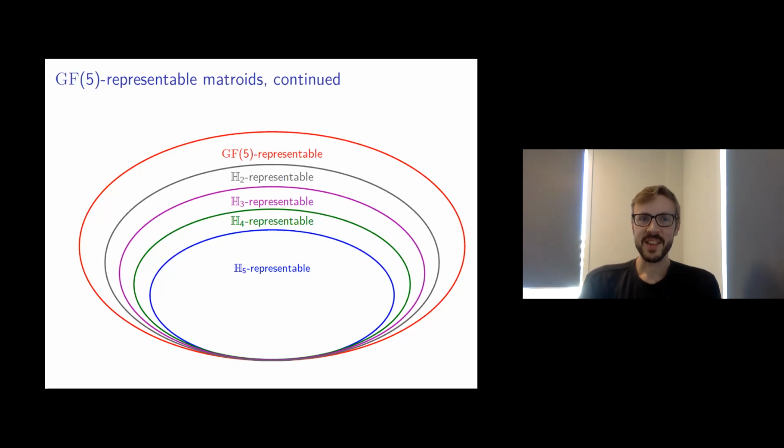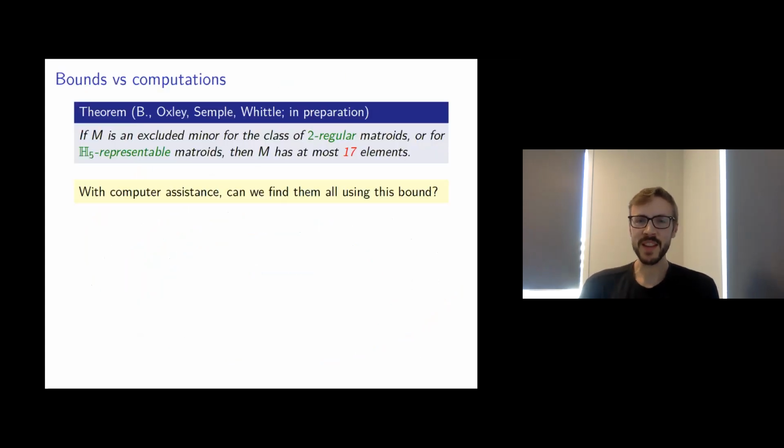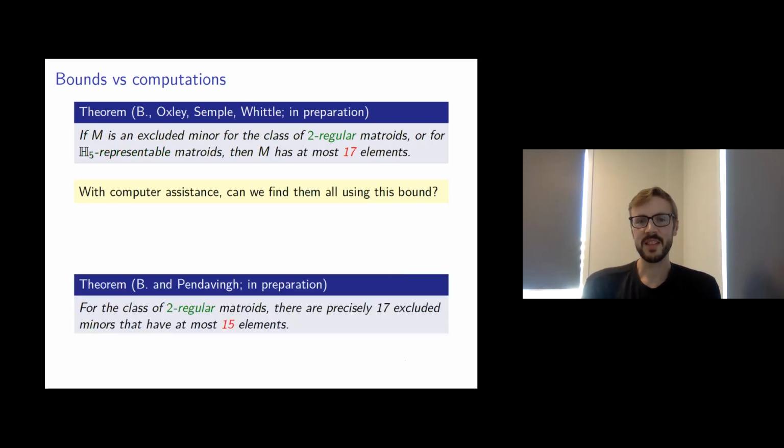Okay, so back to the result. So we've been able to bound the size of the excluded minors for either of these two classes at 17 elements. So a very natural question to ask is: is this bound good enough for us to actually then find all of the excluded minors?